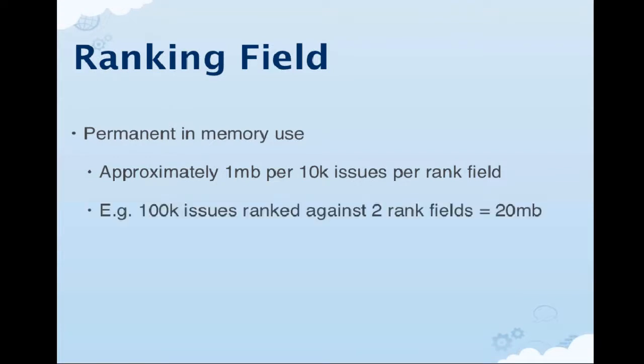So if you're looking at 100,000 issues in an instance and they're all ranked against 2 separate ranking fields, you're now looking at 20 megs of constant heap usage at that point. Now, it's important to remember that this is going to be a constant usage. It's going to pretty much be flatlining there, rather than the previous old rank field, which would use that optimizing process and spike up to crazy levels if you had more than about 15,000 issues to be re-ranked or optimized.